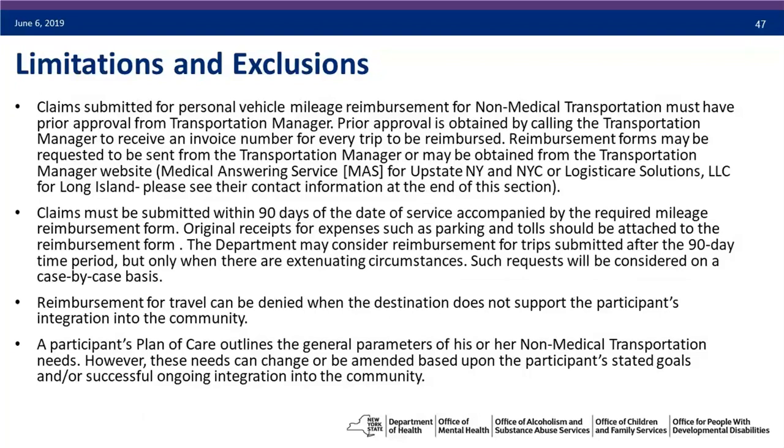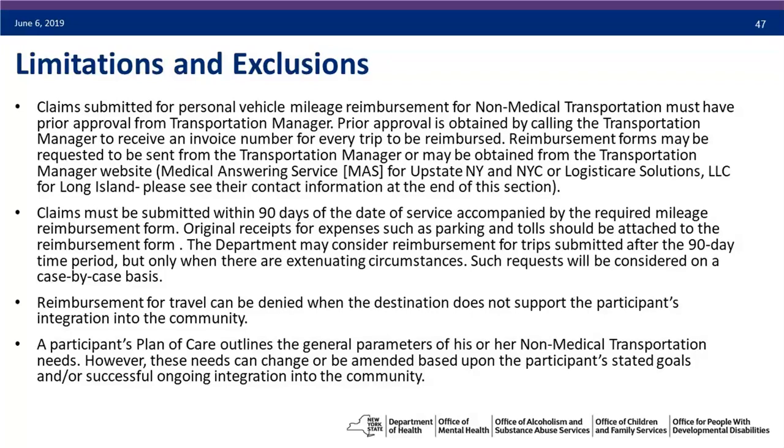For claims for personal vehicle reimbursement for non-medical transportation, it's important to know that you need to get prior approval from a transportation manager. The way to do that is to call the transportation manager and receive an invoice number for every trip that you would expect to be reimbursed for. And they can also provide you with the reimbursement forms directly to be sent from the transportation manager, or you can also obtain them from the websites, whether that is Medical Answering Service for upstate New York or Logisticare for the Long Island area. And that contact information is going to be provided at both the end of this presentation as well as within the manual.